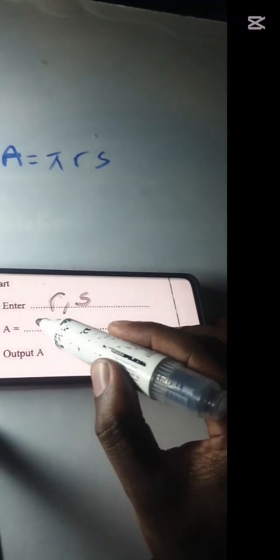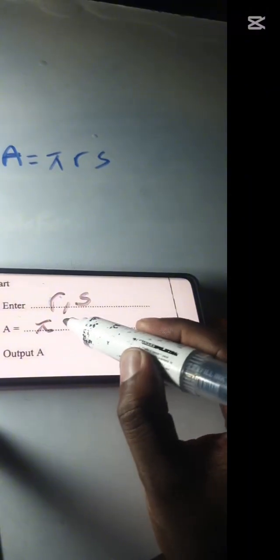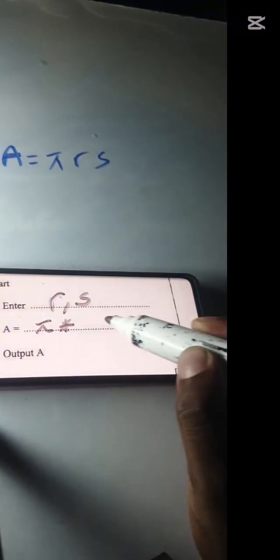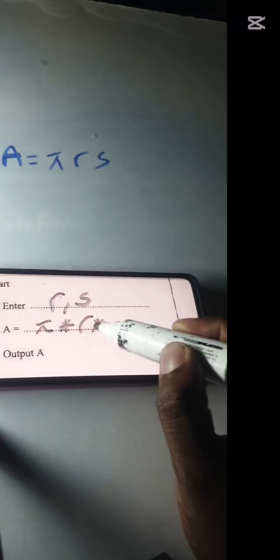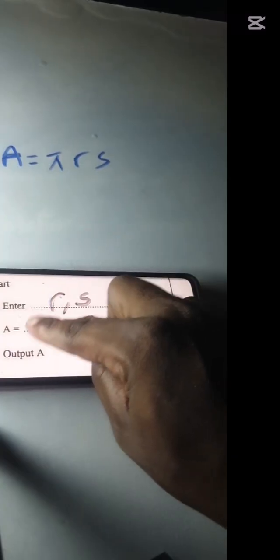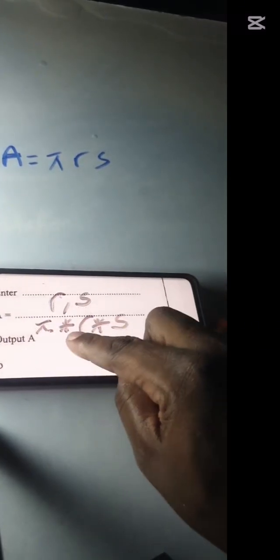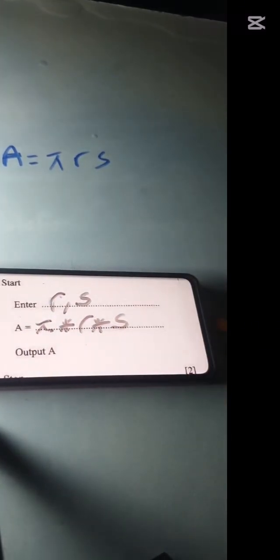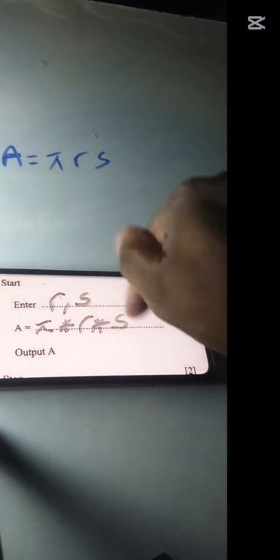So you say pi, times, star, radius, star, slant height. That's how you fill in that space. There's no need of even writing the value of pi, because you know if pi is 22/7, if it's not 22/7, it's 3.142. So that's how you go about that. Just like that. Okay, that's how we answer that.